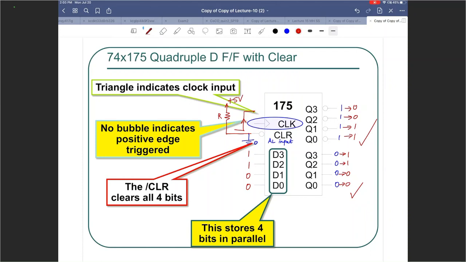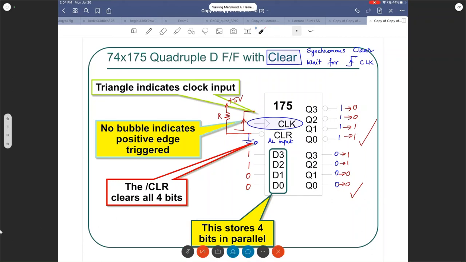Also, this particular chip, when I say clear, it could be asynchronous clear or it could be synchronous clear. This particular clear for this chip is a synchronous clear. Synchronous clear essentially means it will wait for the positive edge of the clock. So it will not change the outputs right away. You have to connect it to ground and then wait for the positive edge of the clock for things to get reset or cleared.